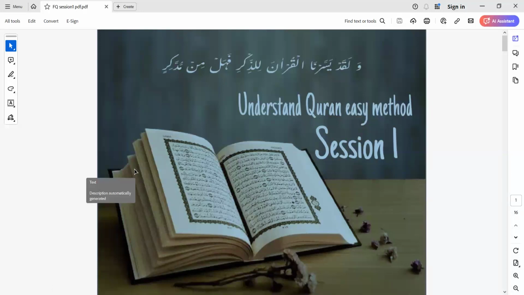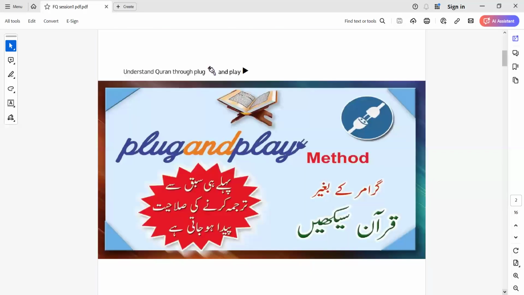Yeah, inshallah ta'ala. So this is, we say, plug and play. This is a program in Urdu, but we are going to translate it into English for ourselves. It's an easy method of understanding Quran meaning.